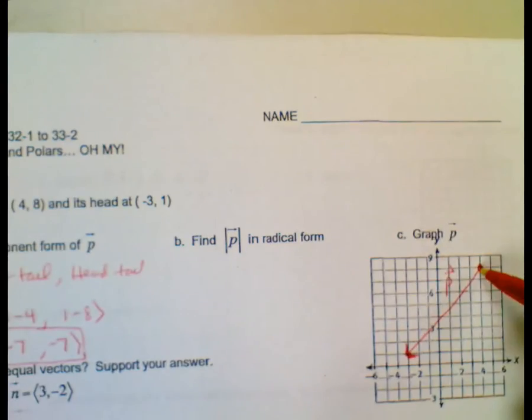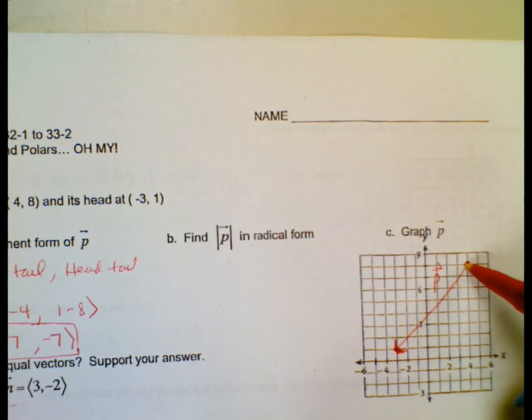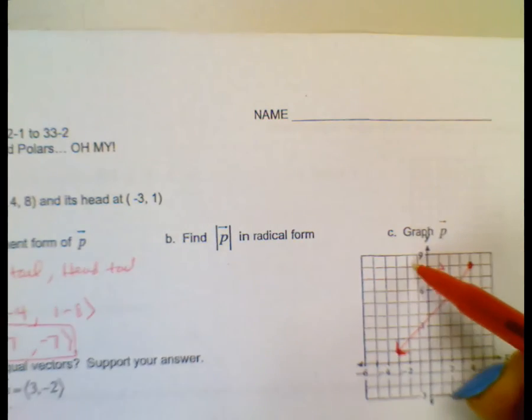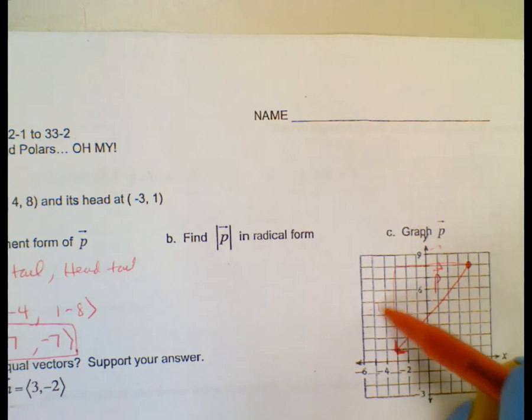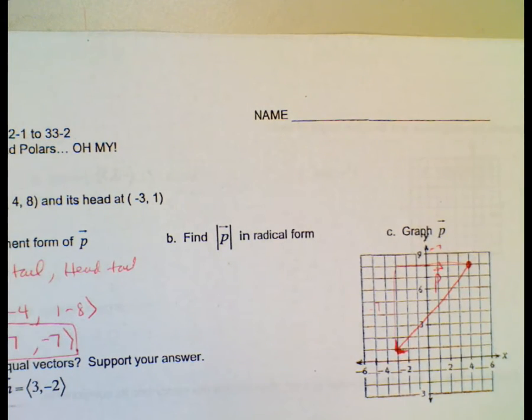Okay, so basically what that means on the graph here is that from the tail, if you went 1, 2, 3, 4, 5, 6, 7, you went 7 to the left, and you're going to go 7 down. That's your horizontal vertical motion.